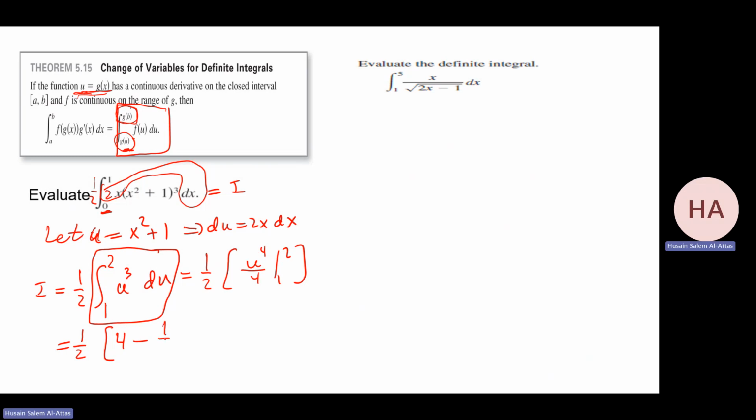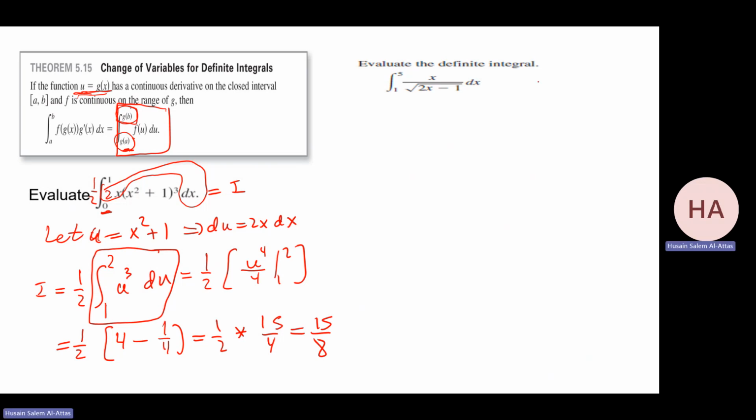And 1 over 4. That gives me half times what? Times 16 minus 1, 15 over 4. So that will be 15 over 8. So that will be the answer.